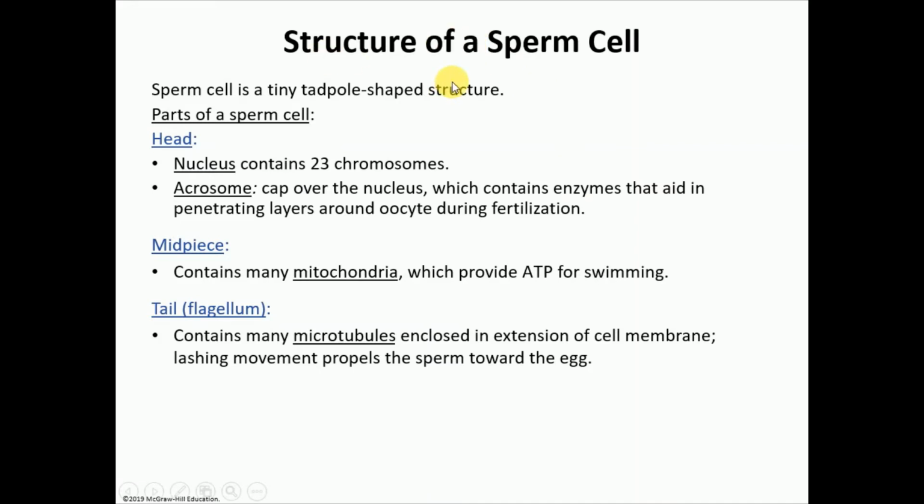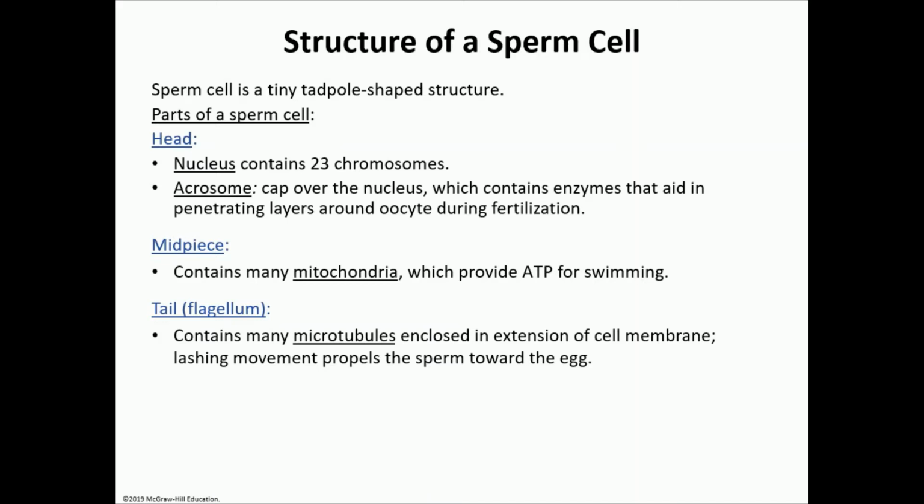So let's talk about the structure of a sperm cell. So now that a sperm has been made and it is a mature sperm, what does it really look like? So is there a picture? No. Okay, so there's a head of the sperm that has a nucleus, and again, the nucleus is haploid, so it has 23 chromosomes. And there's an acrosome. An acrosome is kind of like a little cap found on top of the nucleus.